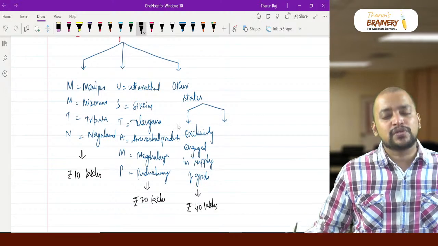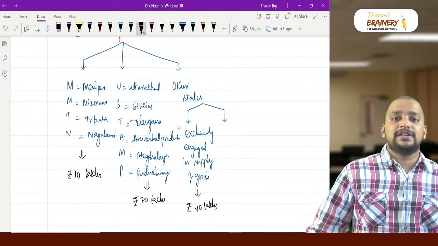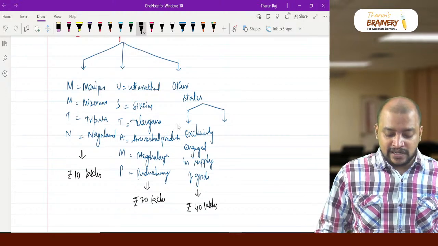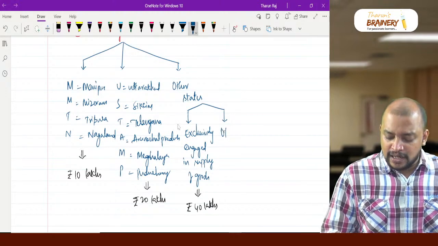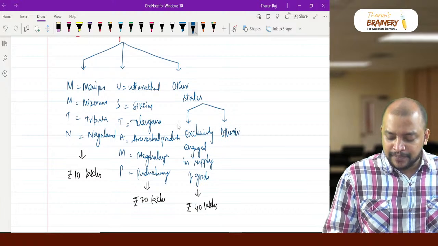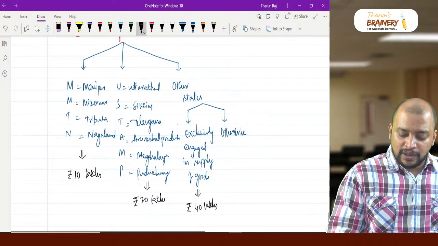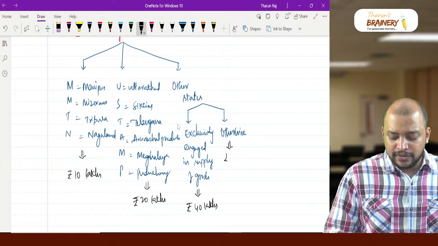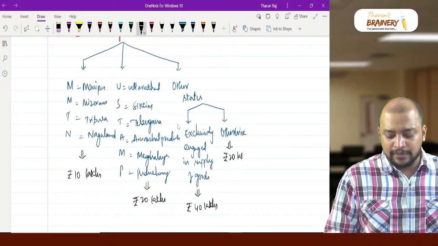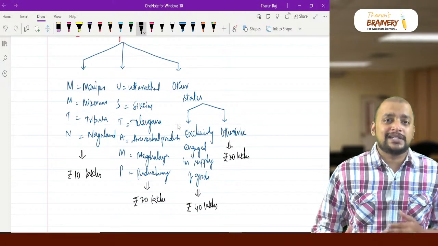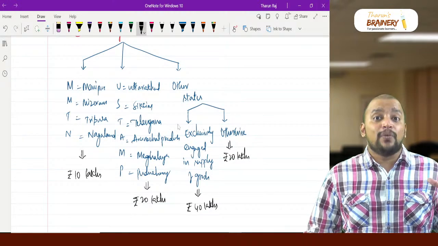Otherwise, what? You are engaged in supply of services or supply of both goods and services. So then it will be again 20 lakhs only. Otherwise the limit will be only 20 lakhs. So the 40 lakhs limit will not be applicable. So this is what you need to understand when you are doing business only in one state.